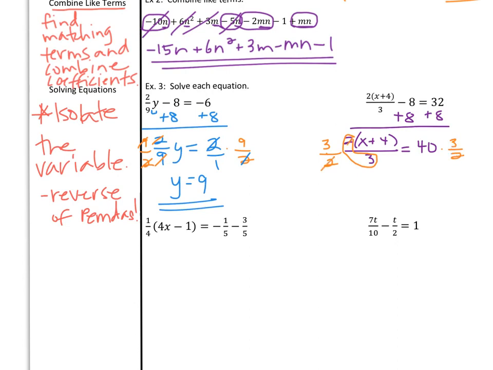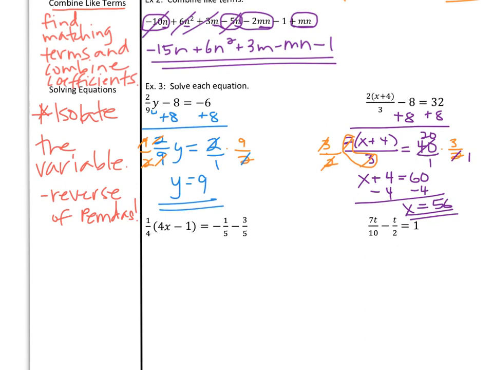The 2 cancels with the top, the 3 cancels with the bottom, and look at that. All of a sudden, we simply have x plus 4. On the right, 2 goes into 40 20 times, and 20 times 3 is 60. Last but not least, anything that's happening to x, we'll move 4 over by subtracting, and we get x equals 56. There we go. We've isolated that variable. I'm going to let you try the next one.